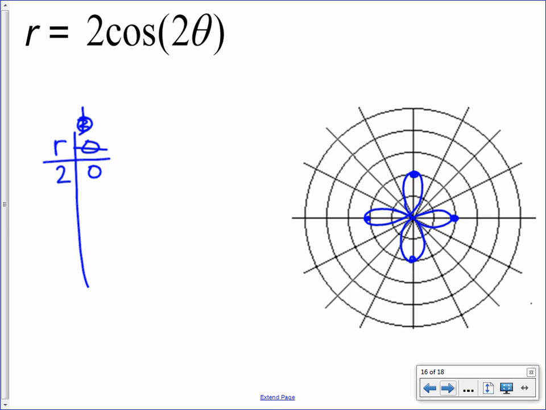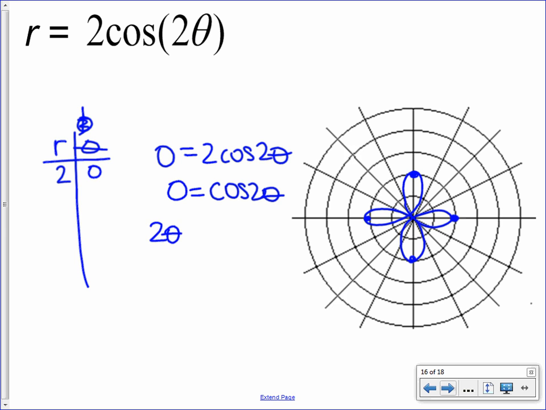How would we find zeros? Guess and check. Set R equals 0. We have pi over 4 and pi over 2. So 2 theta would be where cosine is 0, at pi over 2 plus pi n. So pi over 2, 3 pi over 2, 5 pi over 2, 7 pi over 2. I listed 4 because I know there are 4 zeros.